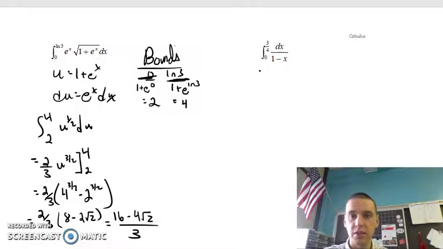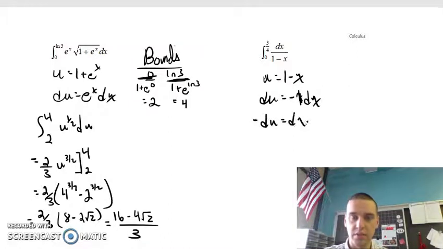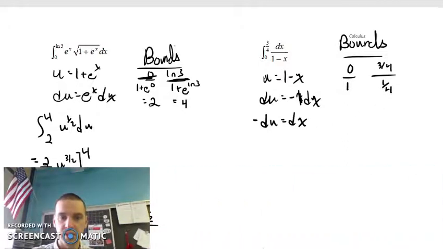With this one, what do you think? We'll let u be 1 minus x. So du equals negative 1 dx, so I got to divide by negative 1. Our bounds, got to change, can't forget that. So we got 0, we got 3/4. So we're going to get 1 minus 0, which is 1, 1 minus 3/4, which is 1/4. So we will get the integral from 1 to 1/4.